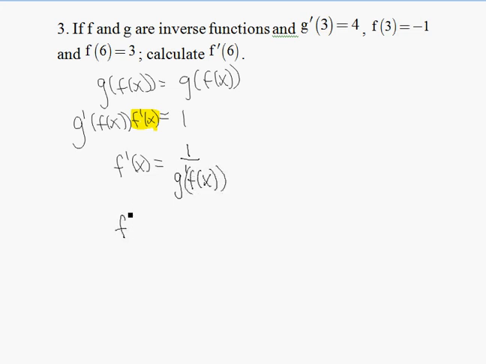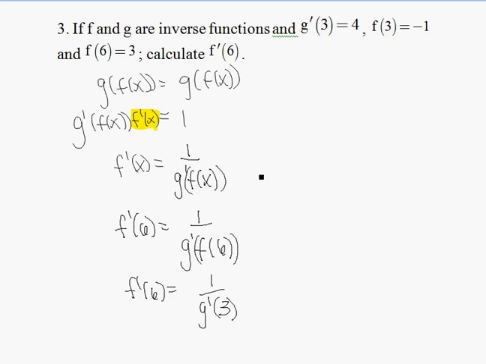So we're looking for f prime of 6. So wherever I see x, I put 6. So I get 1 over g prime of f of 6. Well, we know f of 6 is equal to 3. So we get f prime of 6 is equal to 1 over g prime of 3. And how convenient, we know g prime of 3 is 4. So we get f prime of 6 is equal to 1/4.